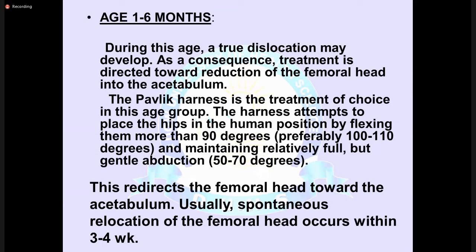If you assume a frog-like position, then abduction is up to 50 to 70 degrees, and it is supported by the pelvic harness. It has certain braces. It should hold the hip in a normal position in which the head of the femur is kept inside the acetabulum, to stabilize the hip joint. This redirects the femoral head towards the acetabulum. Usually spontaneous relocation of the femoral head occurs within 3 to 4 weeks.